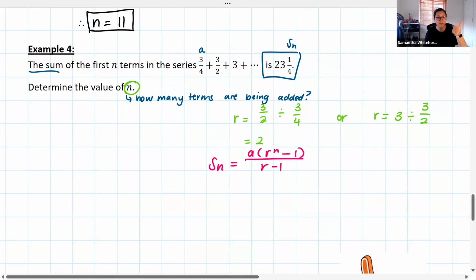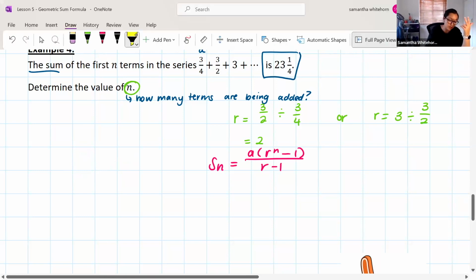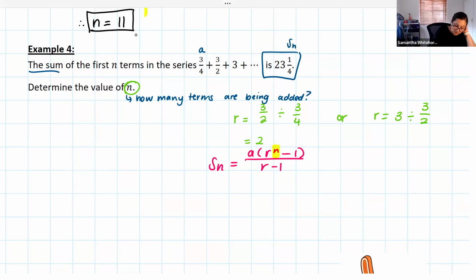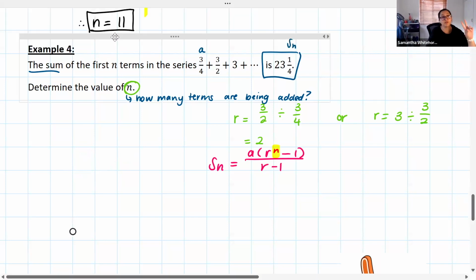I have the sum, I have A, I have R, which means that the only bit of information I don't know in this formula is N. Great, that's what I want to look for. So in this case, I'm going to use the sum formula. So take note of the difference. In the last one, I gave you the value of the last term, whereas in this one, I'm giving you the sum. So always go with the information we give you. We don't give you useless information.